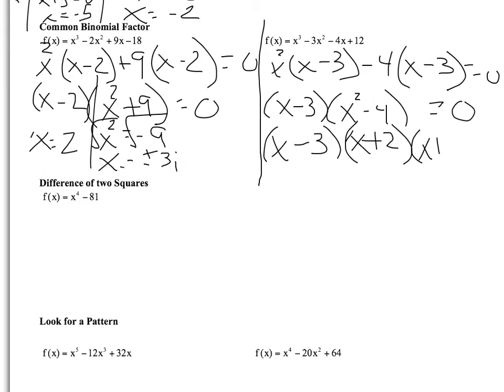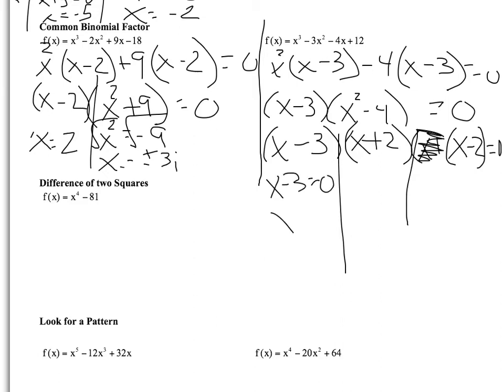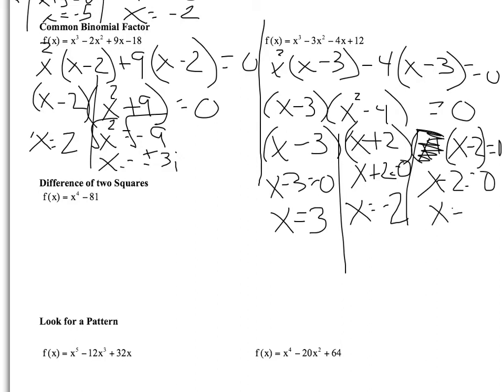Hold on, I gotta erase. It does not seem to be erasing, so let me just scribble it out, I guess. X minus 2 after it then equals 0. Separate my factors, set them equal to 0 and solve. So I'll get x equals 3. I'll get x equals negative 2. And I will get x equals 2.